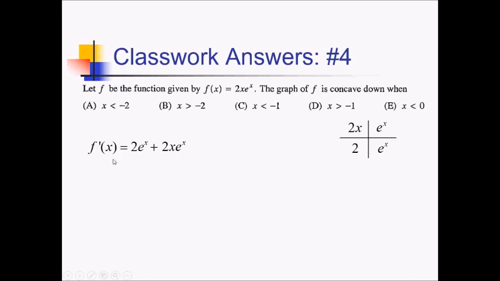So for f double prime, I'm going to go term by term and take the derivative. I've got a derivative of 2e to the x, which is also 2e to the x. That's nice. Now I have to take the derivative of 2x e to the x. Well, hold on a sec. Didn't we just take the derivative of 2x e to the x? Yeah, we did, when that was the original function.